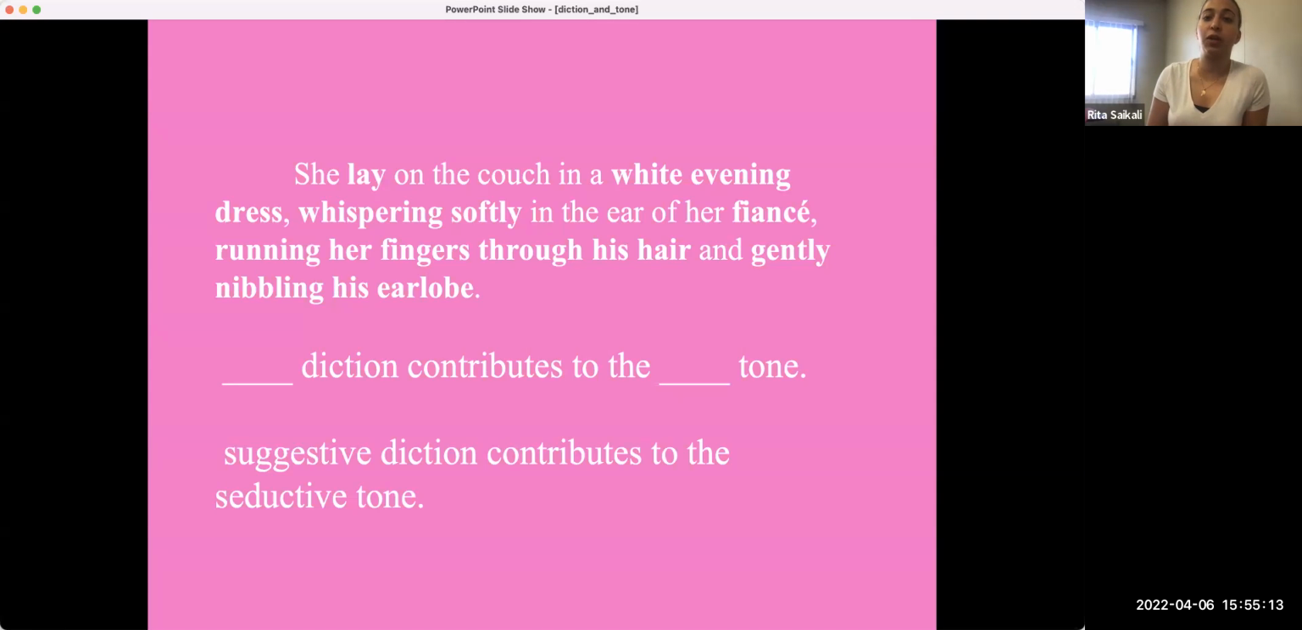She lays on the couch in a white evening dress, whispering softly in the ear of her fiancé, running her fingers through his hair and gently nibbling his earlobes.